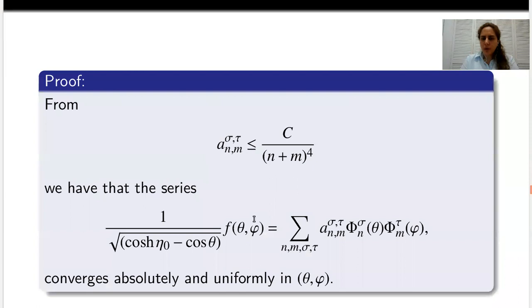To prove this theorem, according to the statement of this theorem and this equality, we have that the series, this one, of the function f of theta and phi converges absolutely and uniformly in theta and phi.